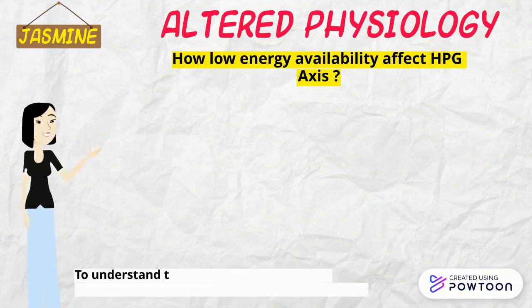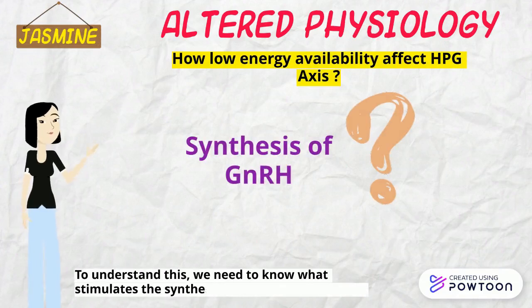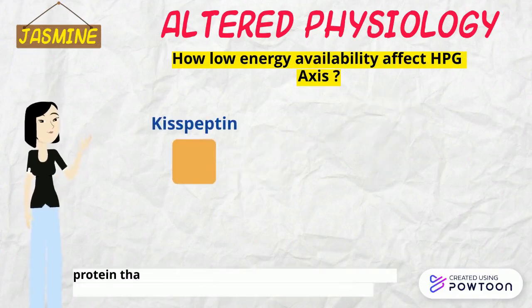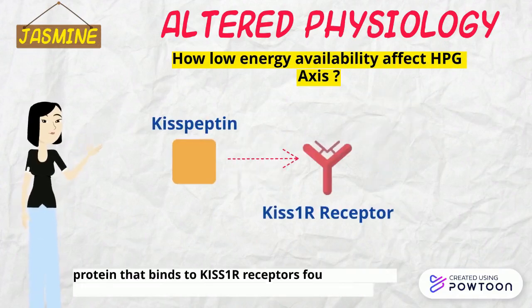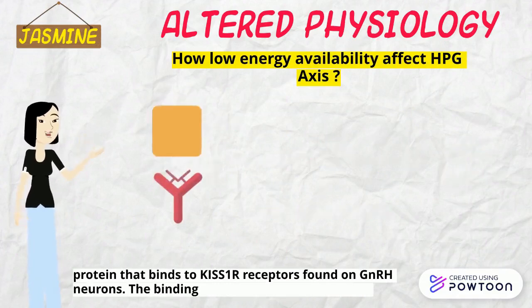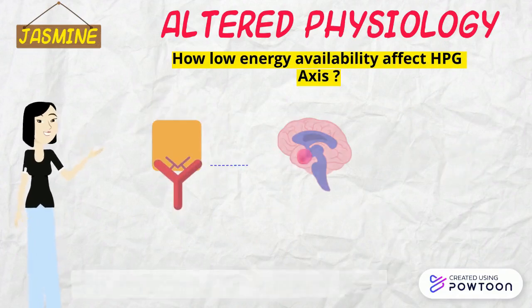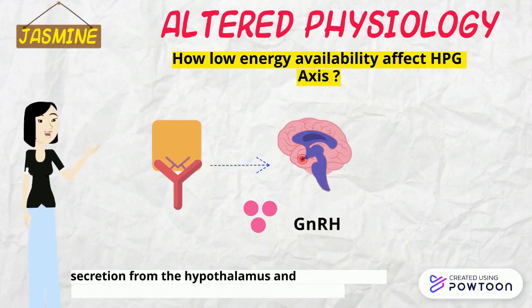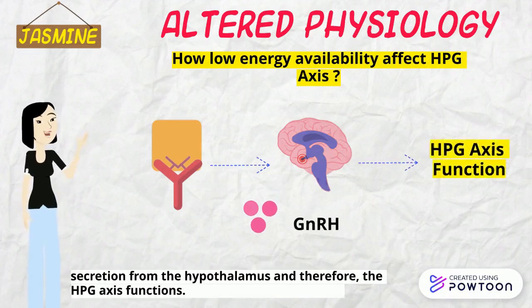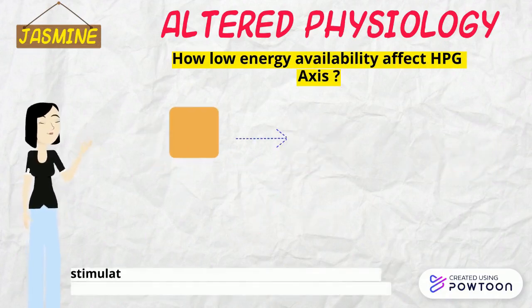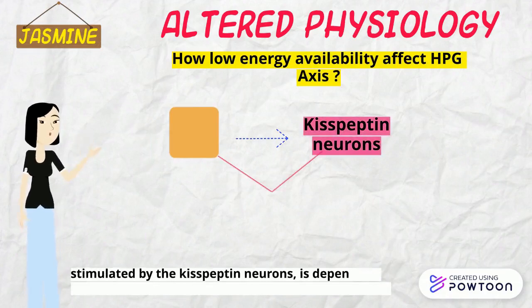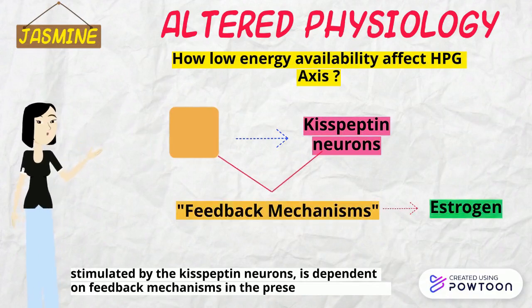To understand this, we need to know what stimulates the synthesis of GnRH. Kisspeptin is a protein that binds to KISS1R receptors found on GnRH neurons. The binding of kisspeptin results in GnRH secretion from the hypothalamus, and therefore the HPG axis functions. The release of kisspeptin stimulated by kisspeptin neurons is dependent on feedback mechanisms in the presence of estrogen.